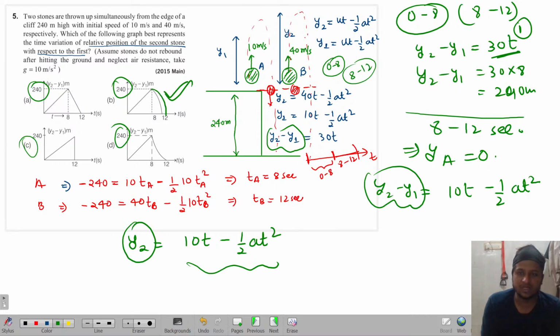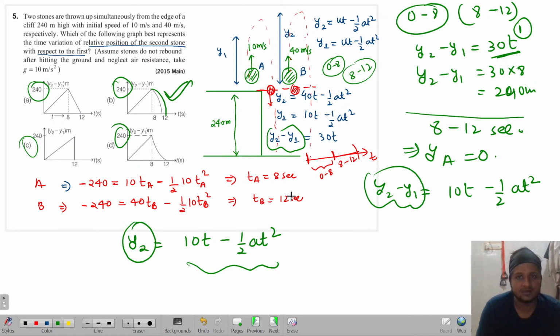Okay, so please try to see this. This is a 2015 Mains question. First, what I did, I calculated the equation between them, meaning I found out at what time, see, this is the difference, y2 minus y1 versus time gap. So first you need to calculate the total time of traveling for A and the total time of traveling for B. I calculated that the time of traveling for A is 8 seconds, and for B is 12 seconds.